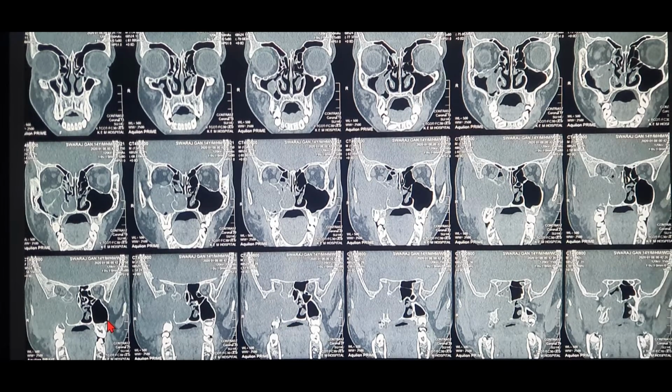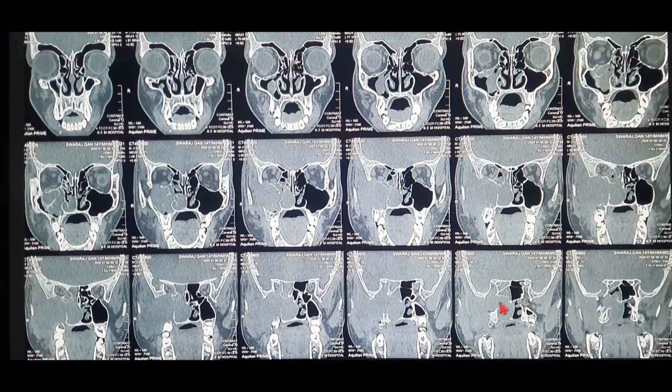The second point you have to see is the origin of the mass, or any other compression or bone destruction you can see. All you can see is a collection in the right sphenoid sinus. You can also appreciate the onodi cells which are present on both sides. This is the left onodi, this is the right onodi over here.